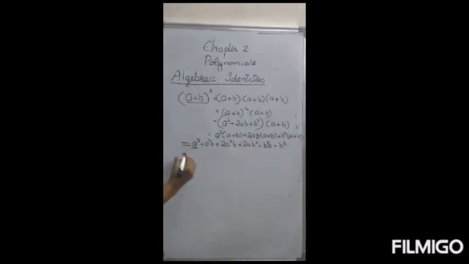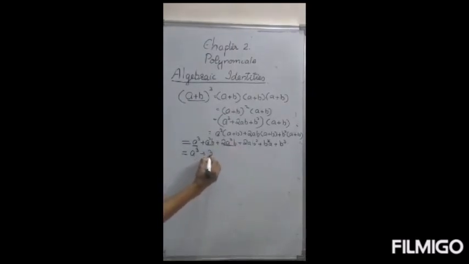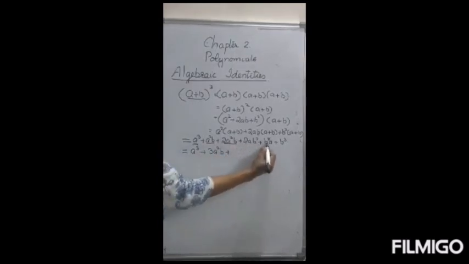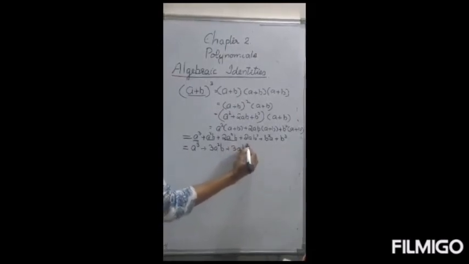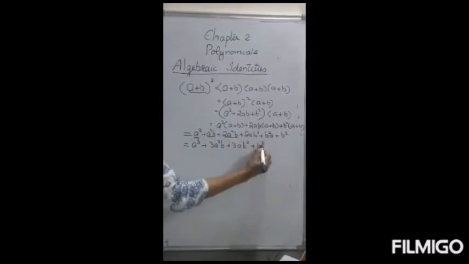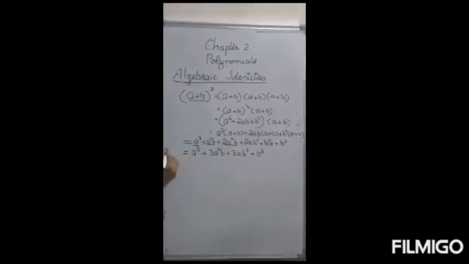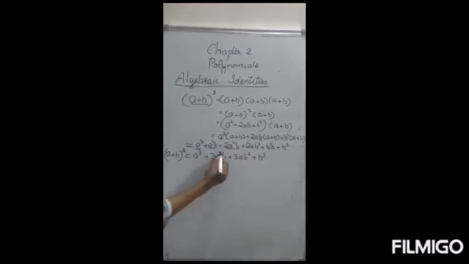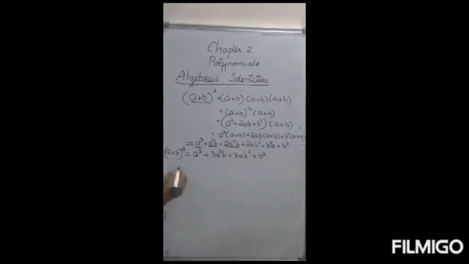Rearrange this: a cube, like terms a square b and 2a square b become 3a square b. Now 2ab square and b square a become 3ab square, plus b cube. That is (a + b) whole cube equals a cube + 3a square b + 3ab square + b cube.